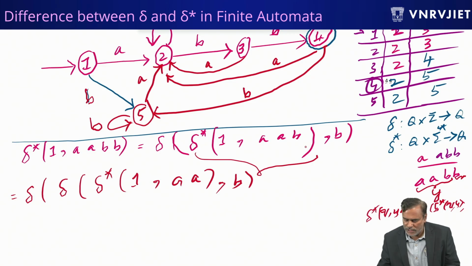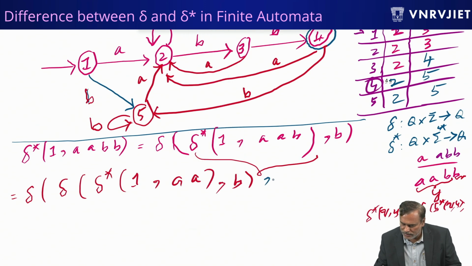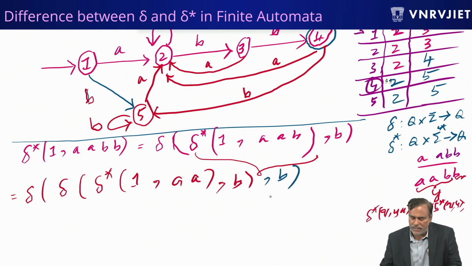Delta star of 1 AAB is delta star of 1 AA on B. And the rest of the part is as it is, that is comma B. So you know how it is going to get processed. First it is going to read A, and then the second A, and then B, and then that last B.